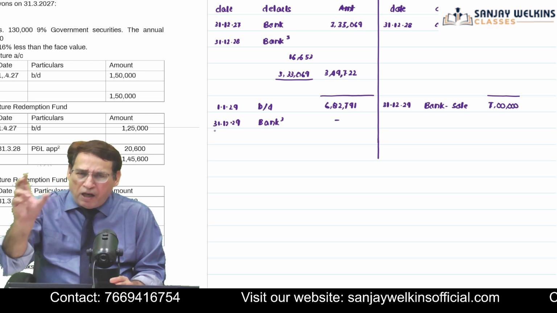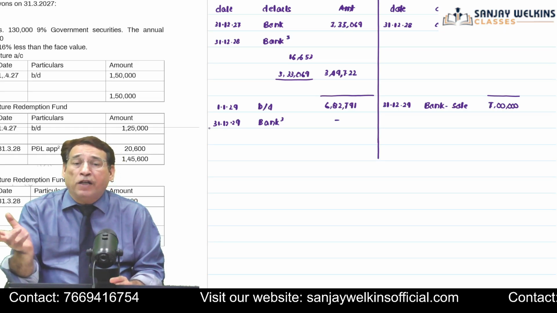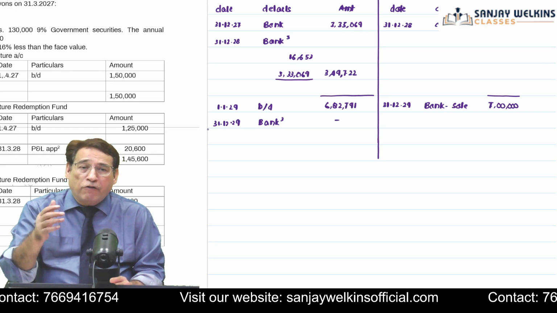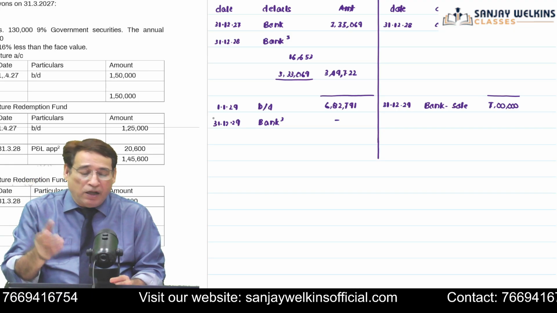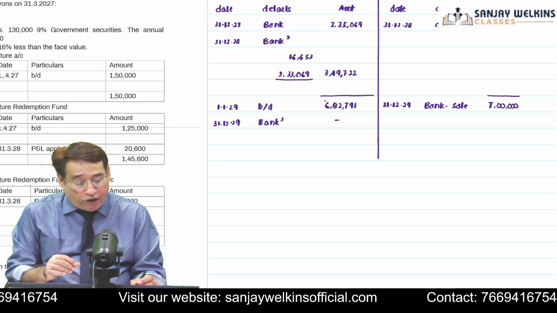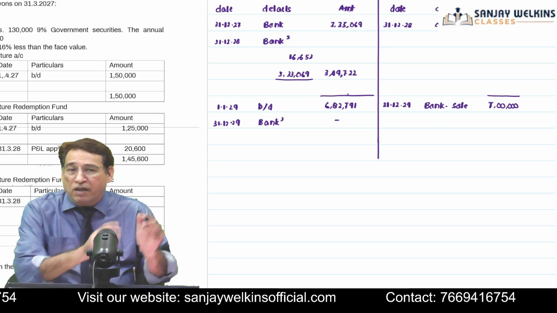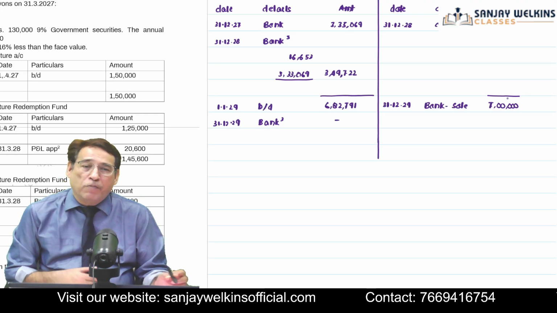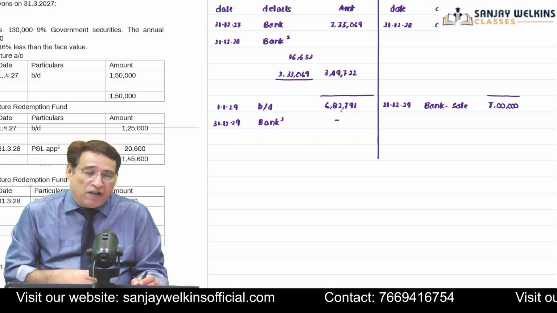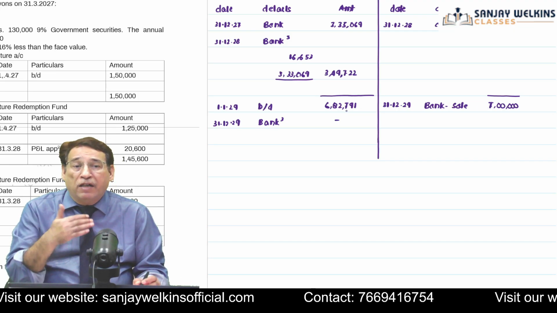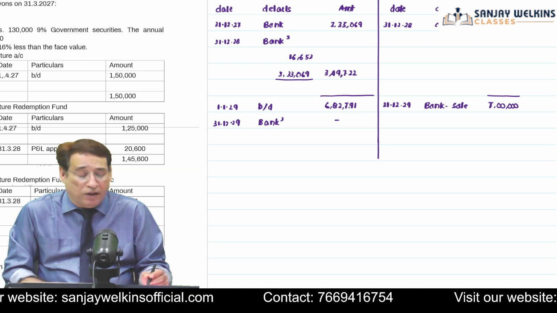But on a rare possibility, it is also possible that you may not be given the amount at which you have sold the investment. In that case, what to do? In that case, you will presume that whatever investment you had in your hand, you are selling it for the same figure. For example, if in this particular question the figure of 7 lakh wouldn't have been given, I would have presumed that the sale amount is also equal to 6,82,791. Is it clear to you?